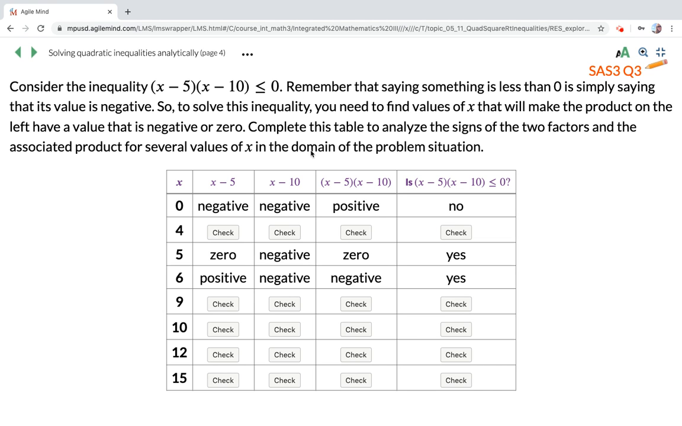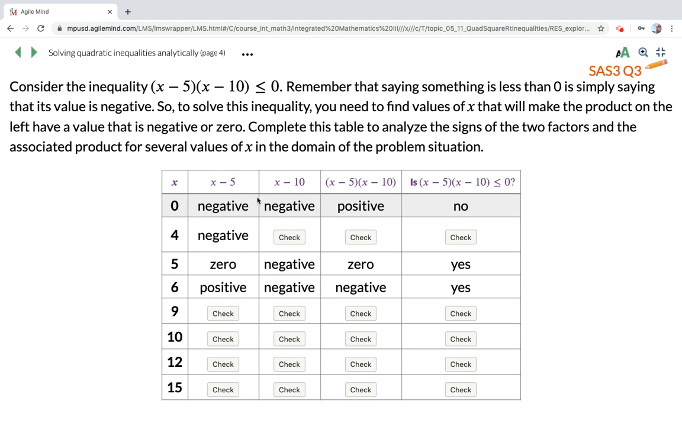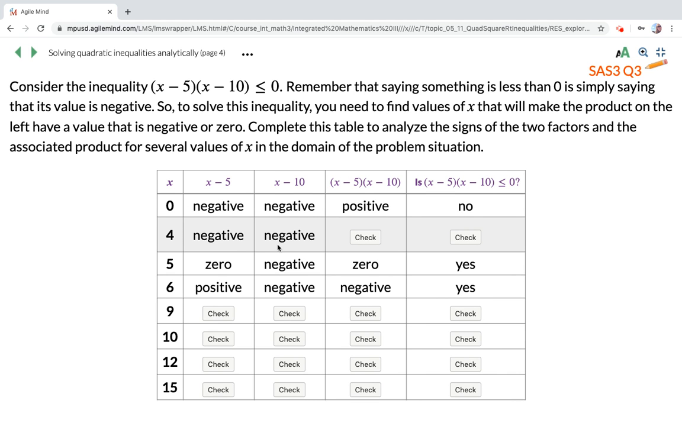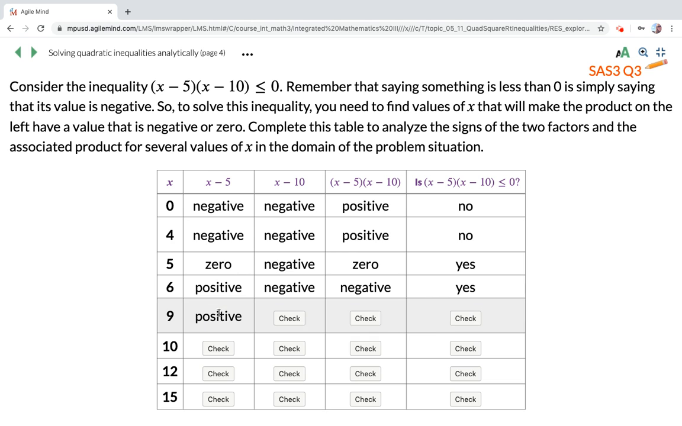All right, guys, if I plug in a 4, that's negative. If I plug in a 4, that's also a negative. And a negative times a negative gives me a positive, which would be greater than 0, not less than 0. So I'm going to say no good. No bueno. If I come over here to 9, if I plug in a 9, that becomes positive. If I plug in a 9, that's still negative. Positive times a negative gives me a negative. Yep, less than 0. That's a good one then.